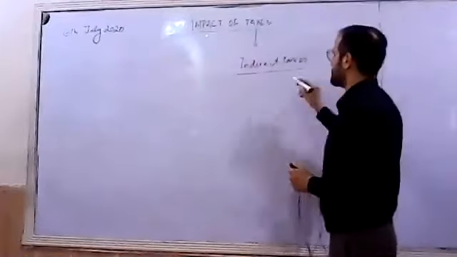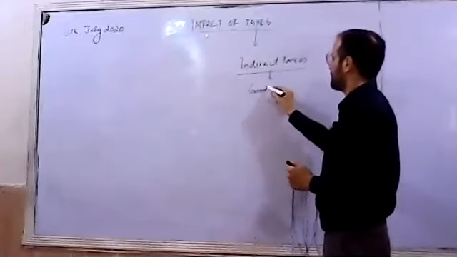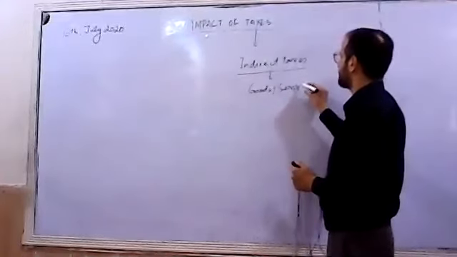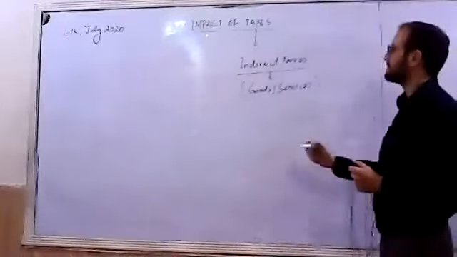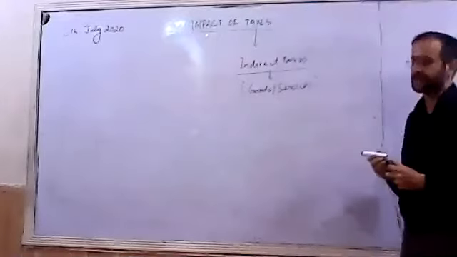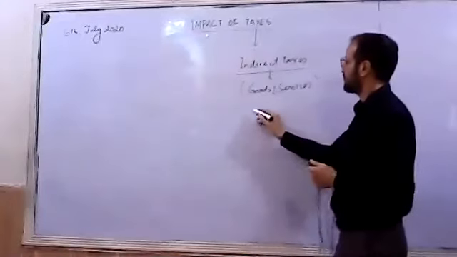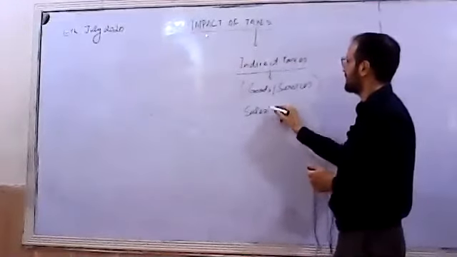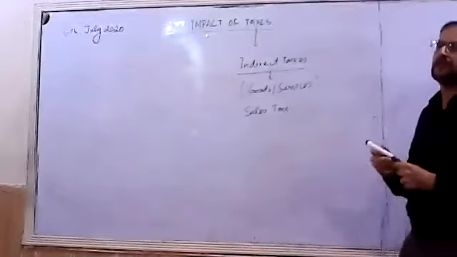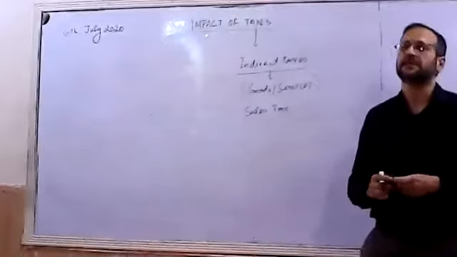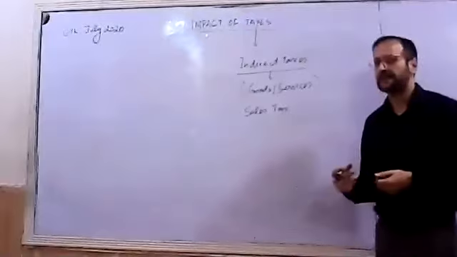Now, indirect taxes are the taxes which are imposed on goods and services. All those taxes which are imposed on goods and services are known as indirect taxes. Let's suppose we have some examples, like sales tax or VAT, or customs, or let's say tariffs, or let's say excise. These are some of the examples of indirect taxes.